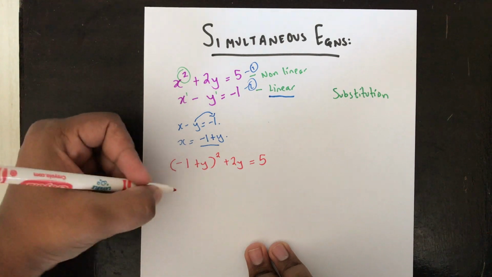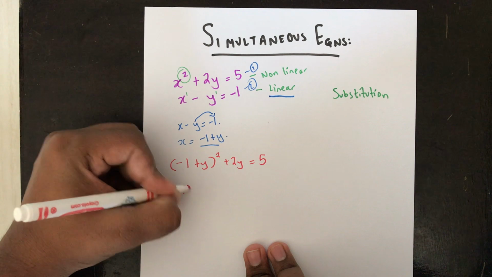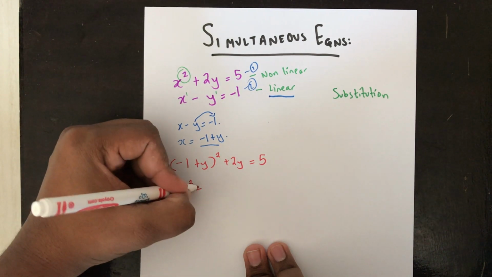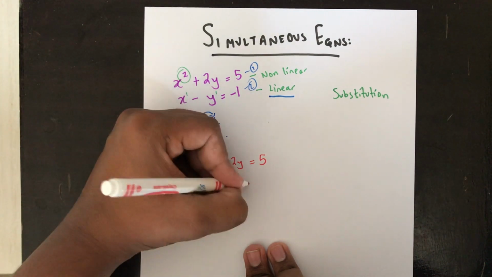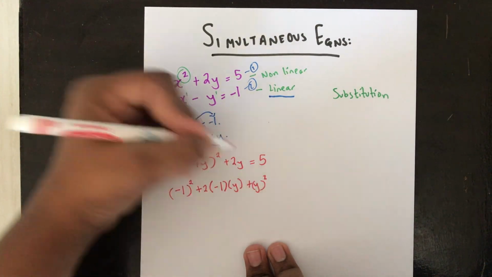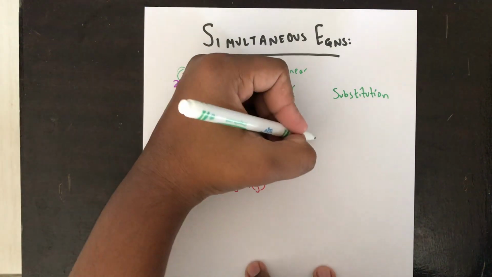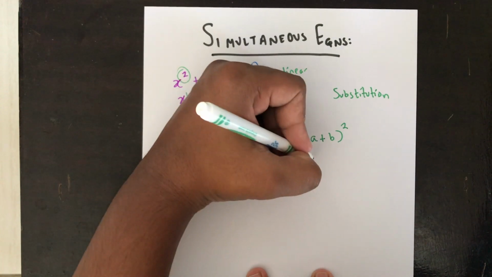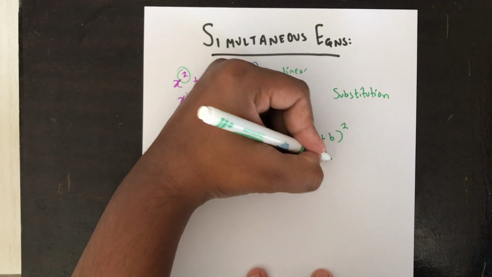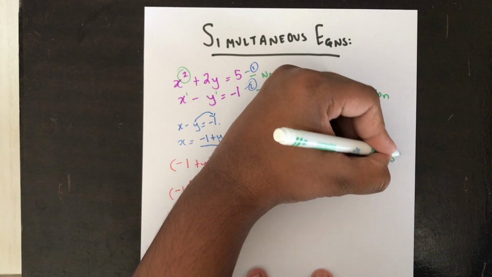So let's expand this. So (minus 1 plus y) squared is the same as minus 1 squared plus 2 into minus 1 y plus y squared. I have got this from the a plus b squared identity. So I hope you know the a plus b squared identity. If you have something like (a plus b) squared, this is the same as a squared plus 2 into a into b plus b squared.